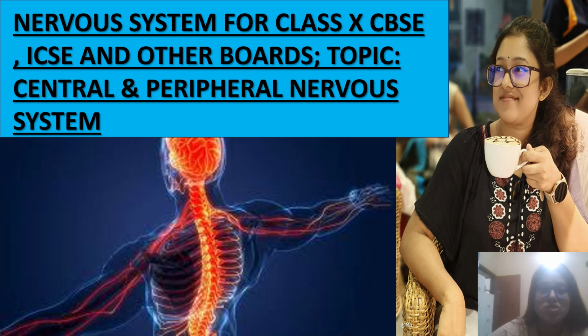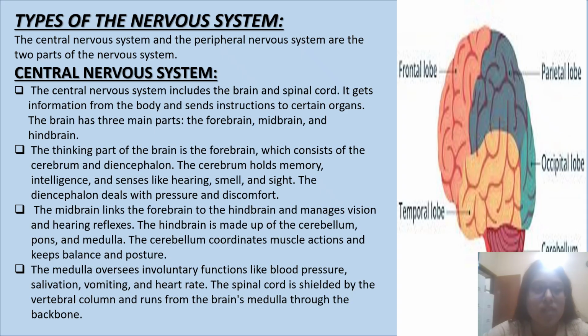Today's topic is Central and Peripheral Nervous System. Types of the nervous system. The central nervous system and the peripheral nervous system are the two parts of the nervous system. Central nervous system. The central nervous system includes the brain and spinal cord.